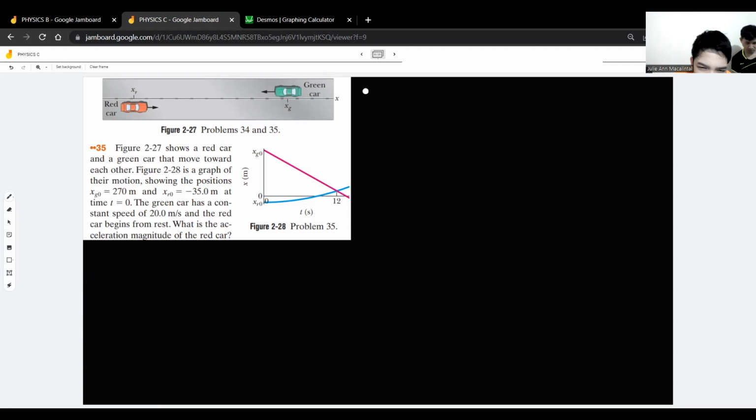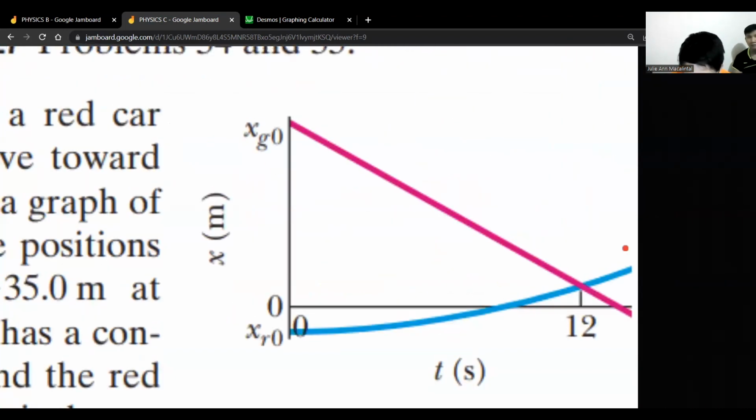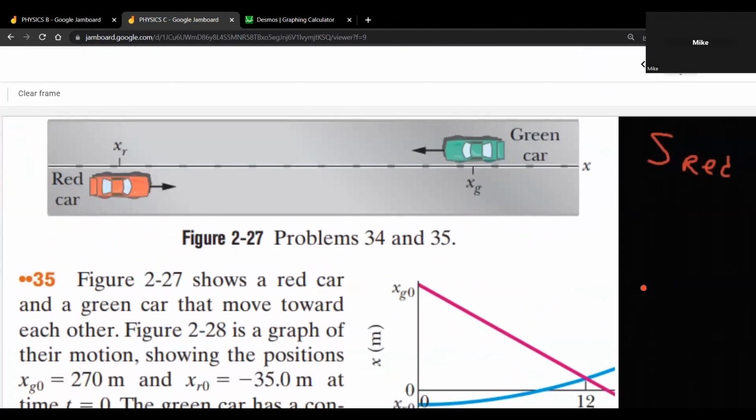Okay. So, shows a red car and a green car that move toward each other. Okay. So, may graph. Acceleration magnitude of the... RIP colorblind people. Teka, nadidistinguish mo ba yung colors na yan? Hindi po. Yung red and green po yung hindi ko ma-distinguish. Ito po na-distinguish.